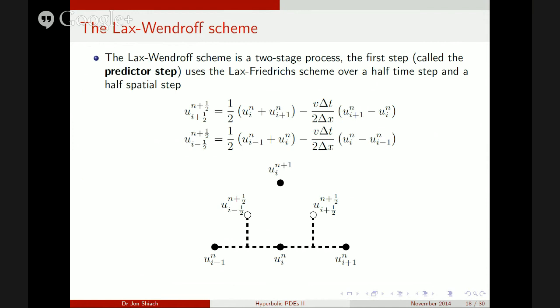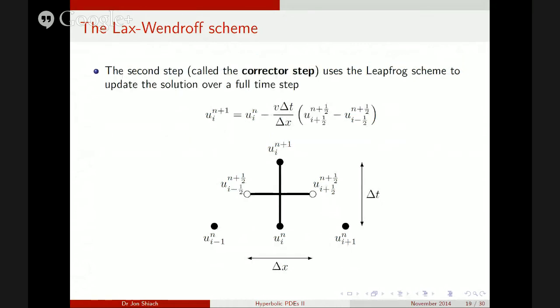If we pretend there was a node there, the leapfrog would go straight from this value over the top of it, leapfrog it. So the Lax-Wendroff scheme is a combination of Friedrichs and the leapfrog. This is over a full time step, so we have a full time step in this direction, and a full spatial step in the horizontal direction. These are predictor values, so you see the n plus a half, we've already calculated those in the predictor step.